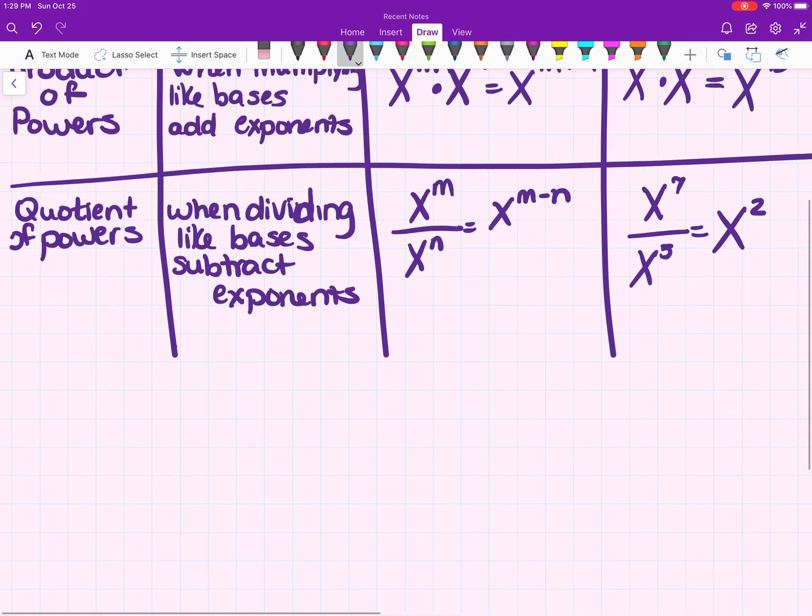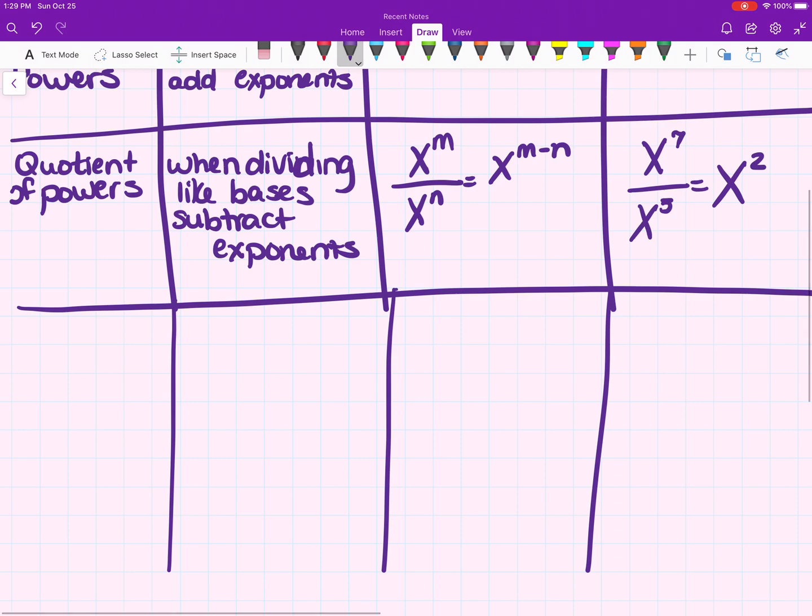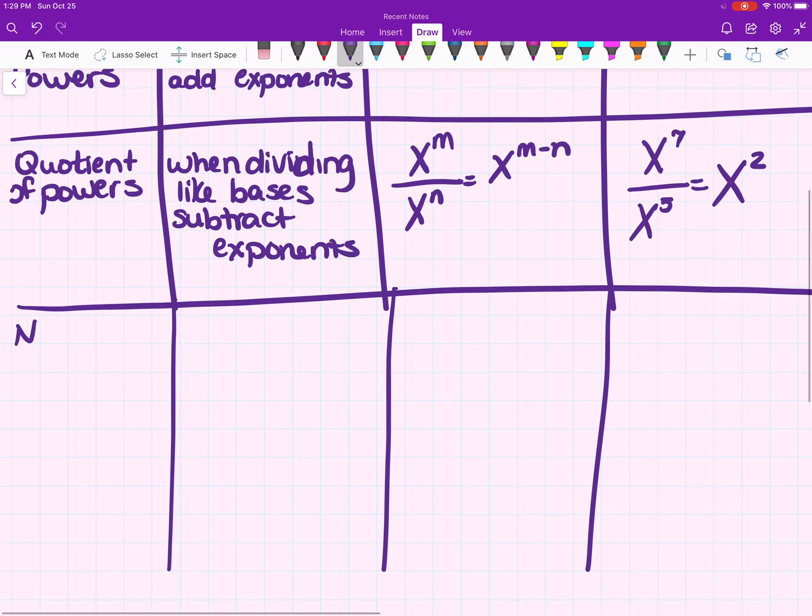Okay? Negative exponents. Continue this. And again, I have at the beginning of this video on Canvas, you can find, so you can print out the empty notes and you can just add to it. Negative exponents.